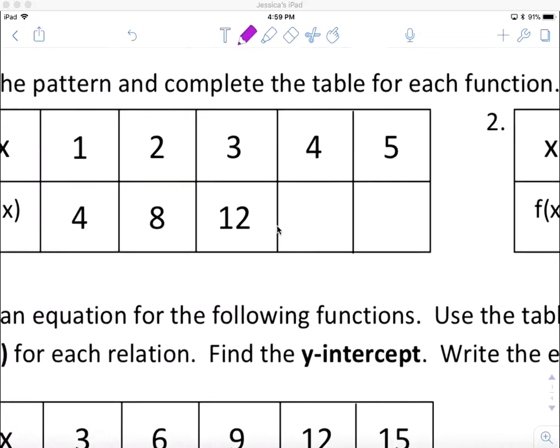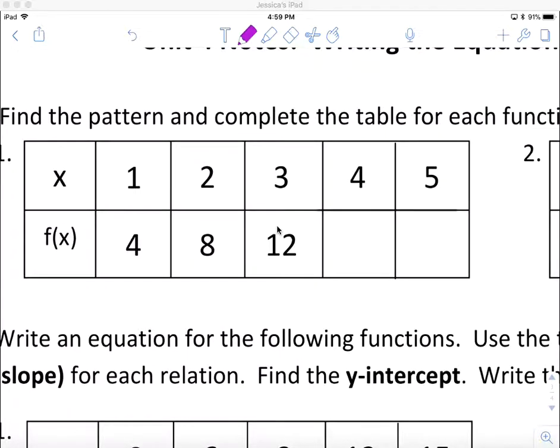Alright, for number 1, you'll notice that my x values are going up by 1. My y values are going up by 4. So the next y value would be 16 and then 20. For this table, if you just look at the patterns, you might be able to come up with the equation yourself. If you look at this, every x value is being multiplied by 4. So my equation for this would be y equals 4x. Sometimes you're going to be able to come up with the equation just by looking at the table and finding the pattern.